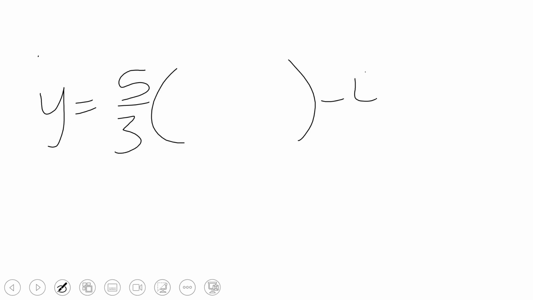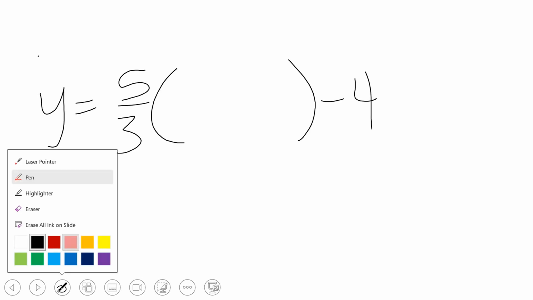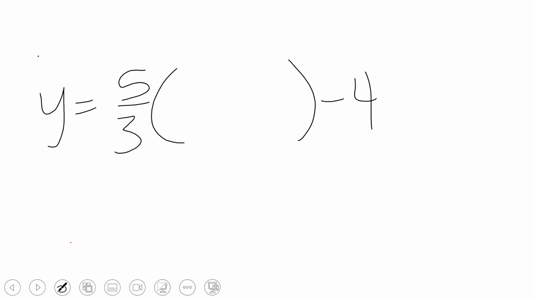So now I'm going to write down the second equation. So I'm writing down y equals 5/3, leave a big parenthesis, minus 4. And in that area, I'm going to write down the first equation, 3/5 x plus 12/5.